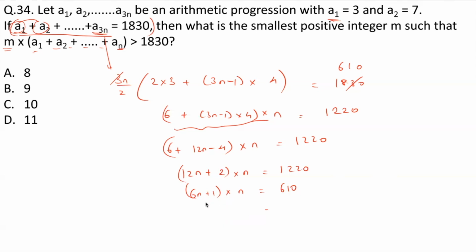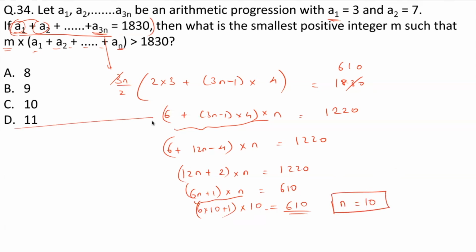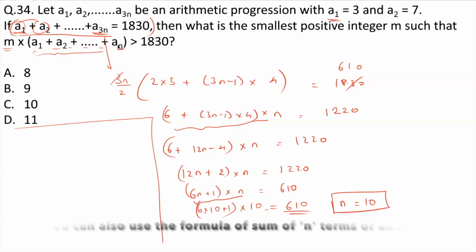And now you can very clearly observe that the left hand side is of the form 6 into 10 plus 1 multiplied by 10, which is nothing but 610. So n will be equal to 10. Okay, now since n is equal to 10 has been figured out, the question becomes easy now. This part, a1 plus a2 plus a3, is the sum of the first 10 terms.